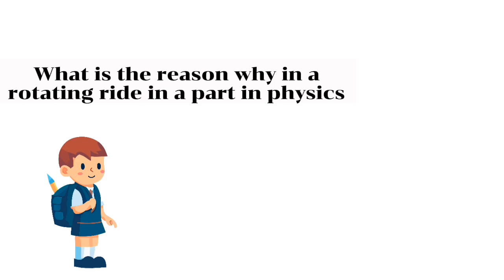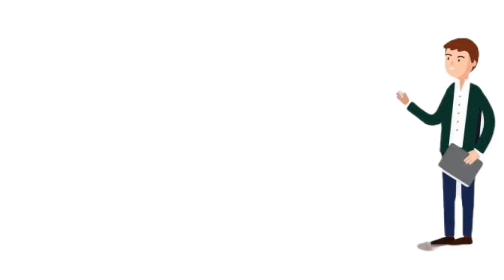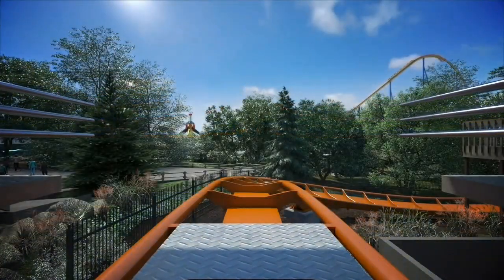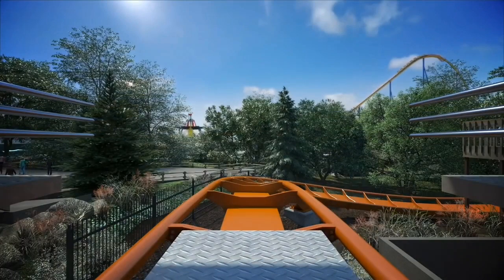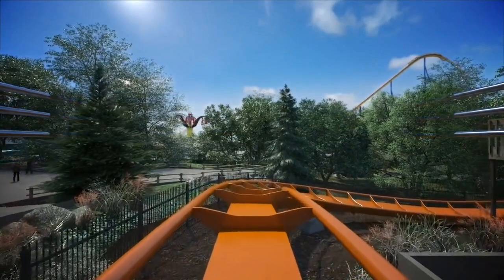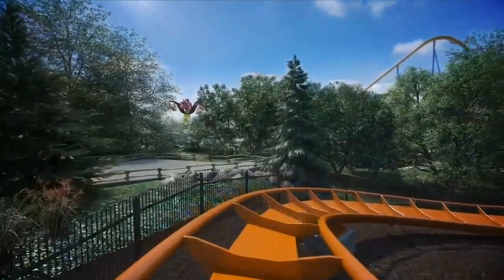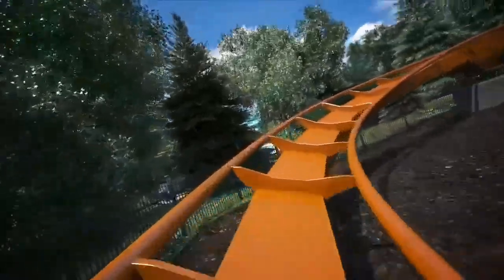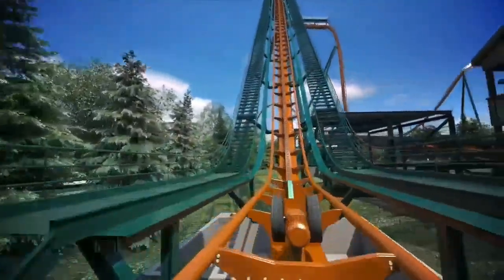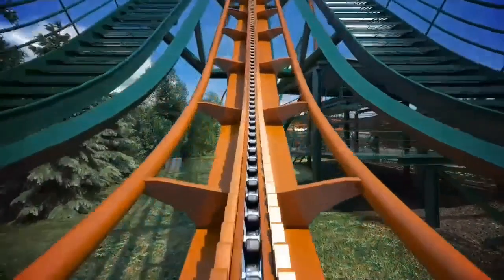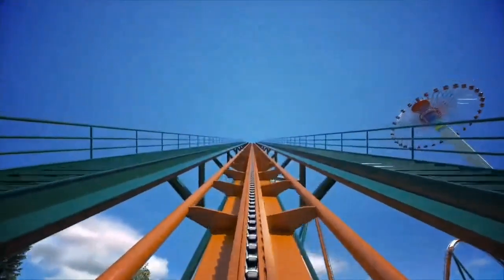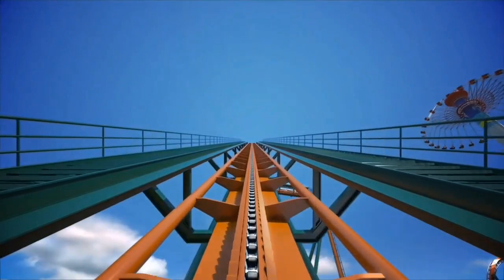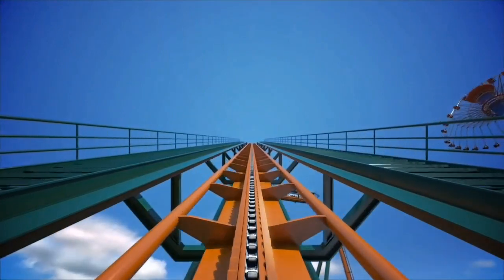What is the reason why riders in a rotating ride in a park don't fall out, in physics? I'm going to explain why the riders in the park don't fall out. A rotating ride in a park involves principles of physics related to circular motion. When the ride spins, riders experience centripetal acceleration directed towards the center of the circular path. This acceleration results from the combination of the rider's inertia and the inward force exerted by the ride.